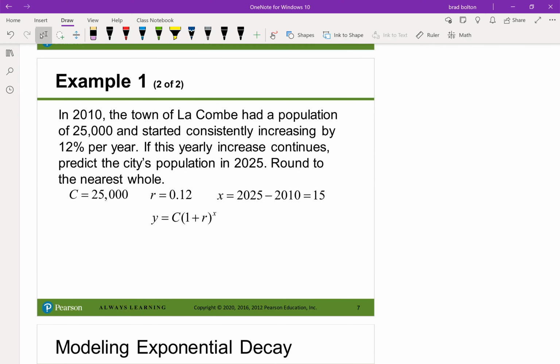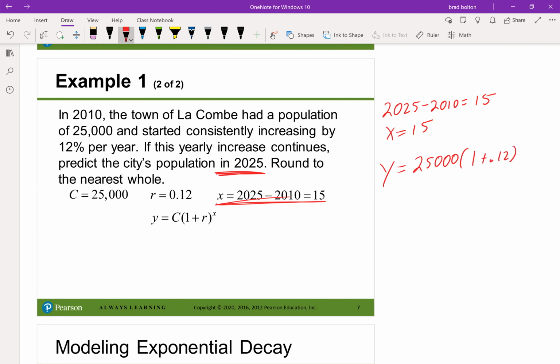Now they want to ask a particular question of us. They want to know if this yearly increase continues, predict the city's population in 2025. We know that the beginning year, or year 0, was 2010. So I just do 2025 minus 2010, and that gives me 15. So for this problem, x is going to equal 15. That's what they have right here. I'm going to use this formula, y equals c times 1 plus 0.12 to the power of x, where c is 25,000, but we're going to use 15. So we plug that into our calculator.